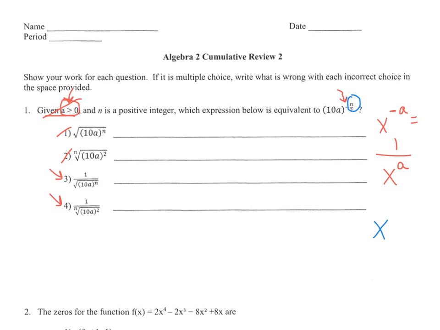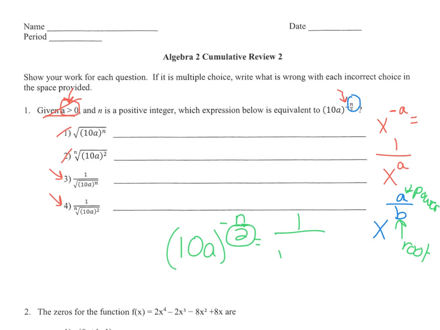When we have a variable to a fractional exponent, we know that the numerator tells us the power and the denominator tells us the root. So here we have 10a to the negative n over 2, which gives us 1 over, the root is 2, so that's a square root of 10a to the n power. If we look at our choices, that n power is inside the radical. It could go either inside or outside. So 3 is our answer.